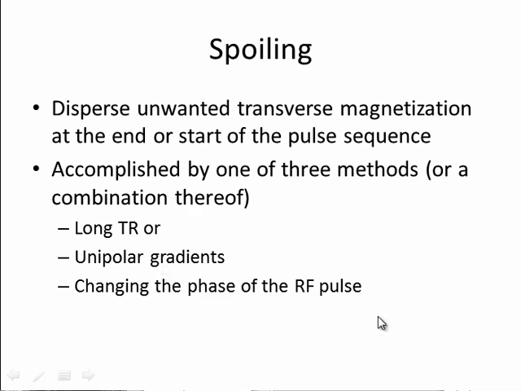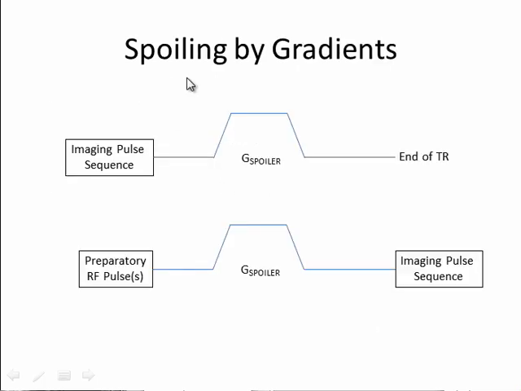I'll talk a little bit about gradient spoiling as well. Spoiling by gradients is accomplished by inserting a gradient into the sequence either after the pulse sequence has finished and before the next TR, or before the start of the sequence but after what are called preparatory RF pulses. And this gradient, the spoil gradient, is typically called a trapezoid if it has this shape, and it can be applied along either the X, Y, or Z direction or all directions.